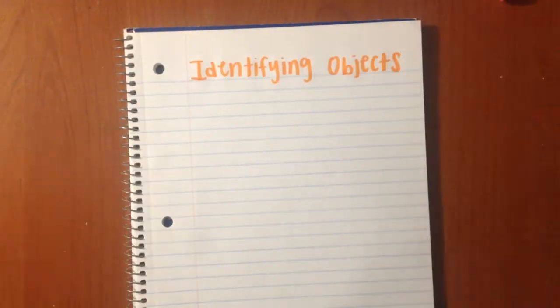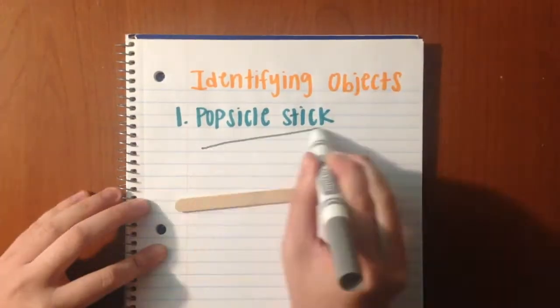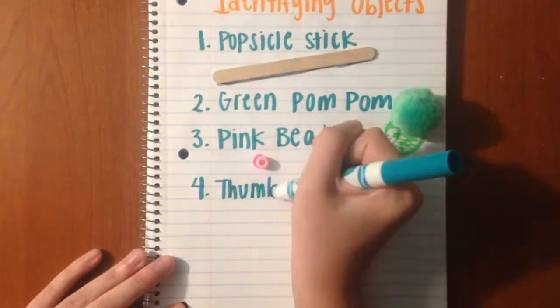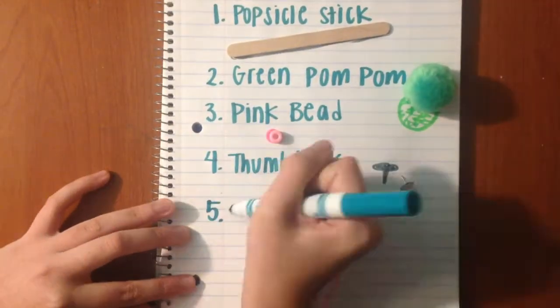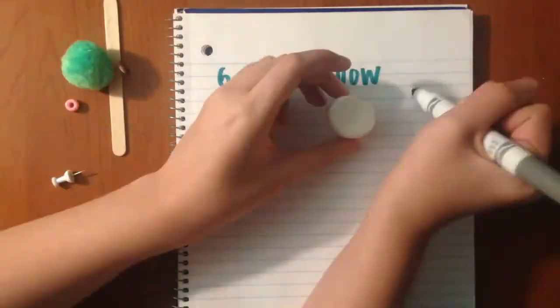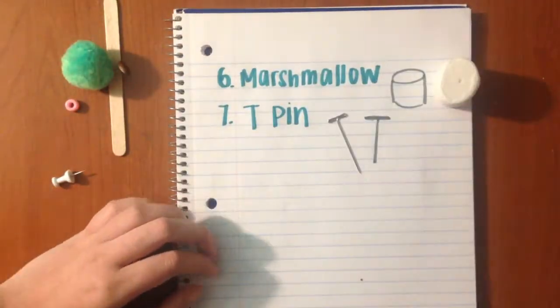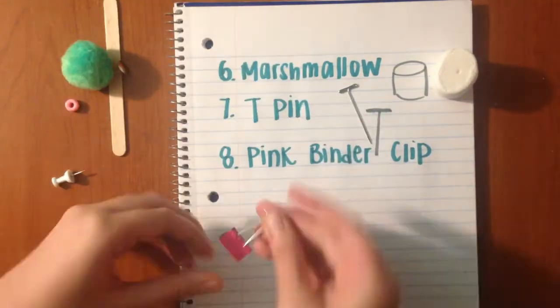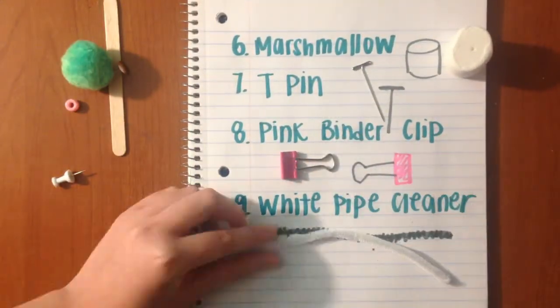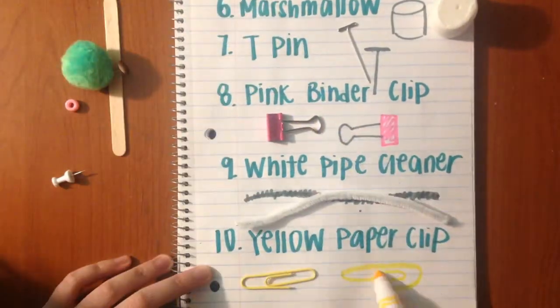Now compare your list to mine. Number 1, popsicle stick. Number 2, green pom-pom. Number 3, pink bead. Number 4, thumbtack. Number 5, push pin. Number 6, marshmallow. Number 7, T-pin. Number 8, pink binder clip. Number 9, white pipe cleaner. And finally, number 10, yellow paper clip. How did you do? Did you get a 10 out of 10?